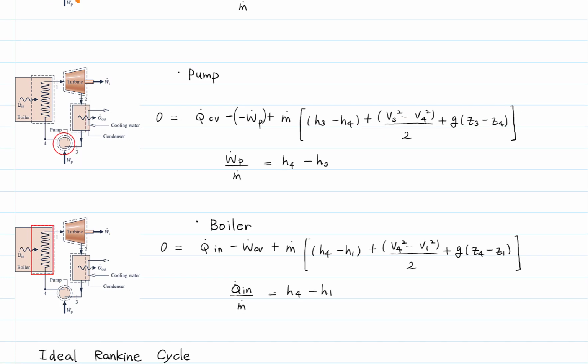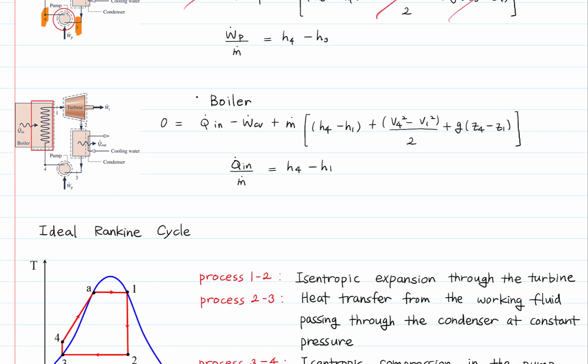For a pump, no heat transfer, no kinetic energy change, no potential energy change. Work input required by the pump is H4 minus H3. So 3 is at the inlet of the pump. 4 is at the exit of the pump. For a boiler, no work is associated, no kinetic energy change, no potential energy change. So heat input to the boiler is H1 minus H4. 4 is at the inlet of the boiler. 1 is at the exit of the boiler.